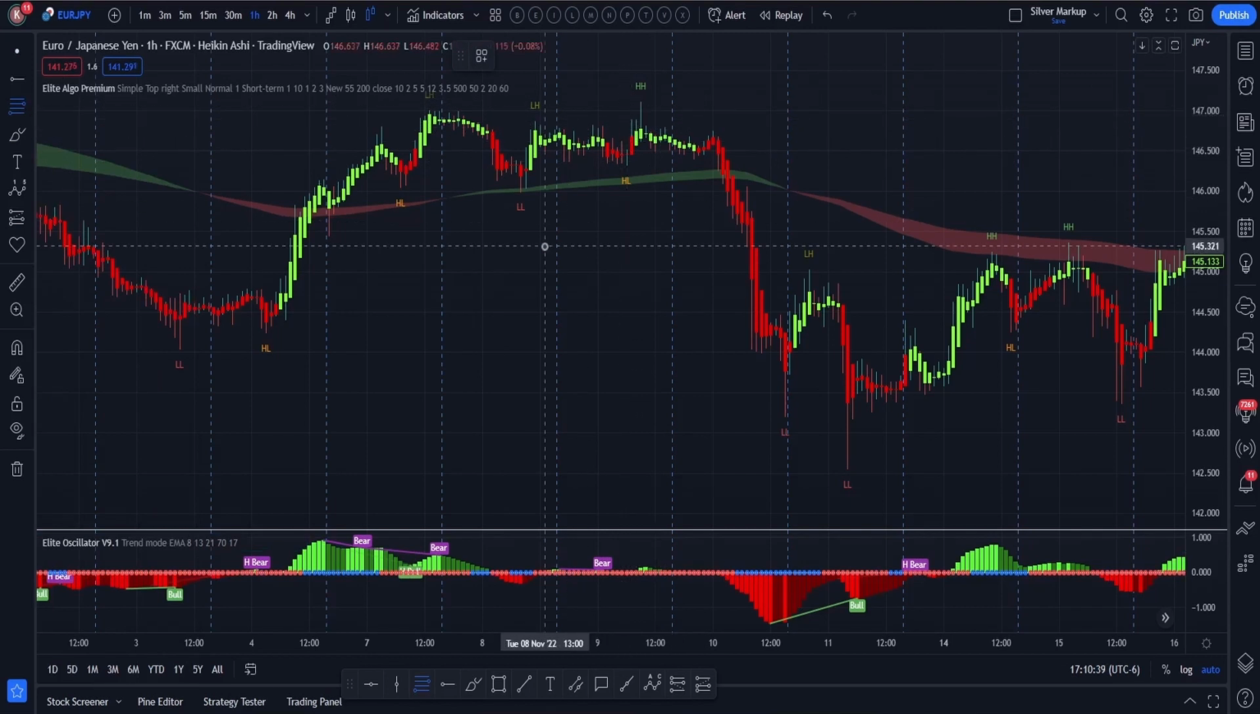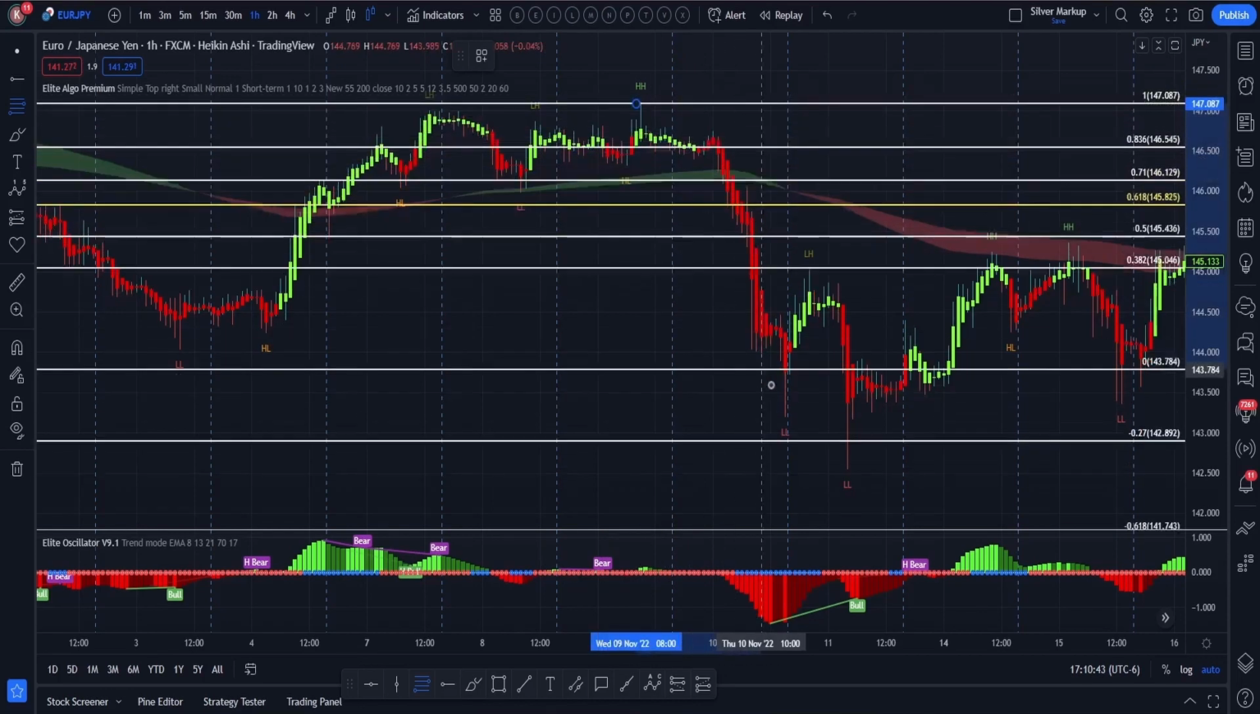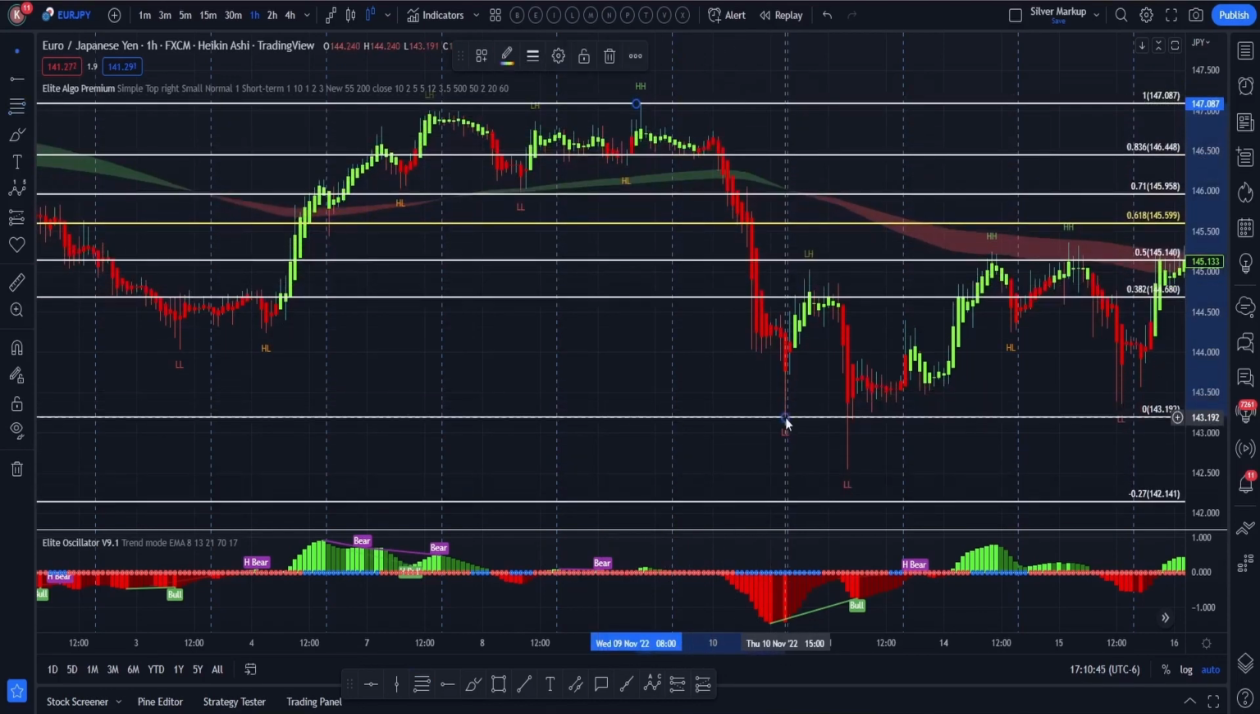When you're drawing a Fibonacci on a downtrend, you want to draw from the high to the low, and you see it makes it real easy, Elite Algo, because Elite Algo is going to give you the high to highlight and the low to highlight. So I see this high and I see this lower low.